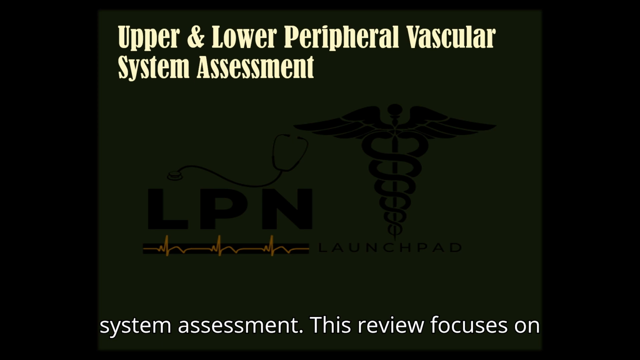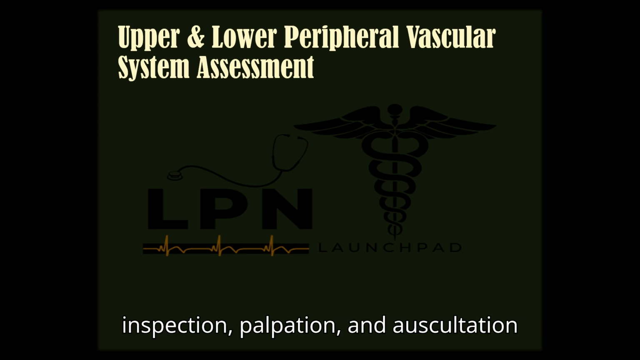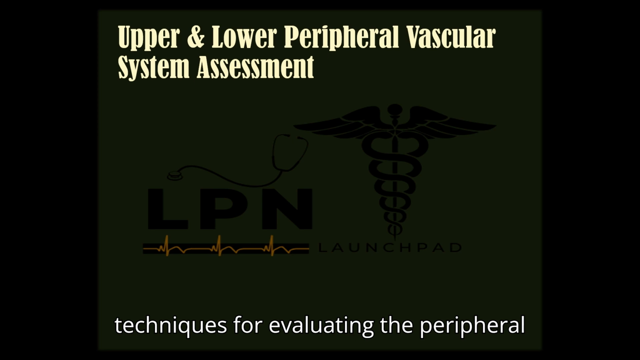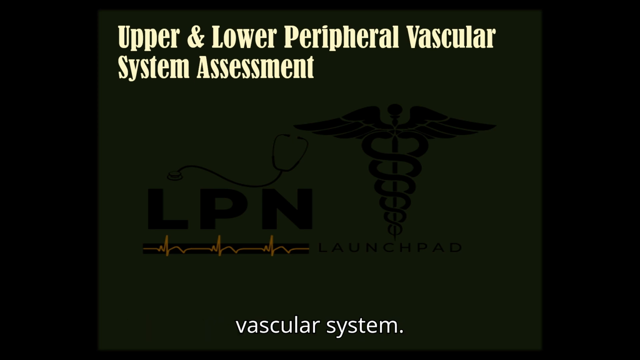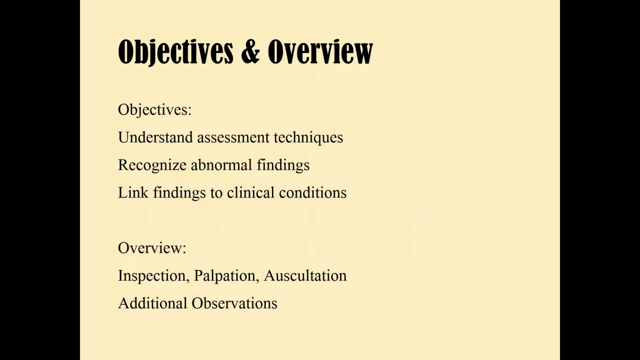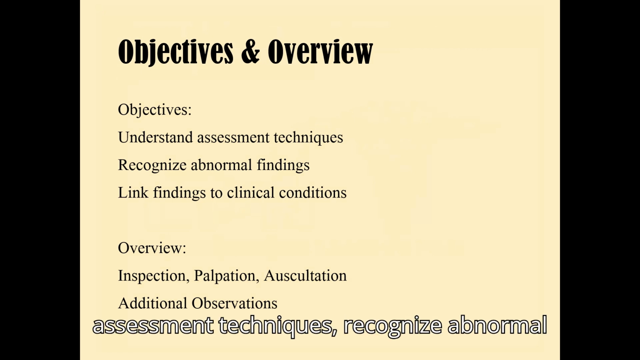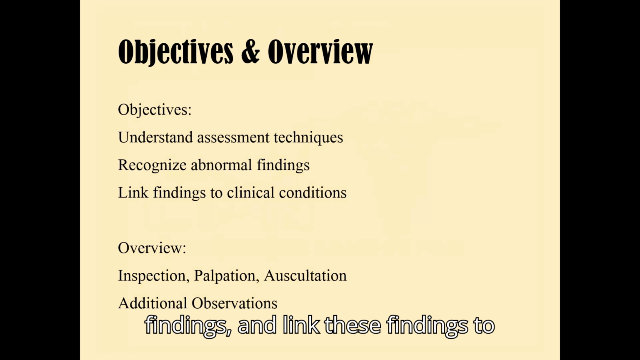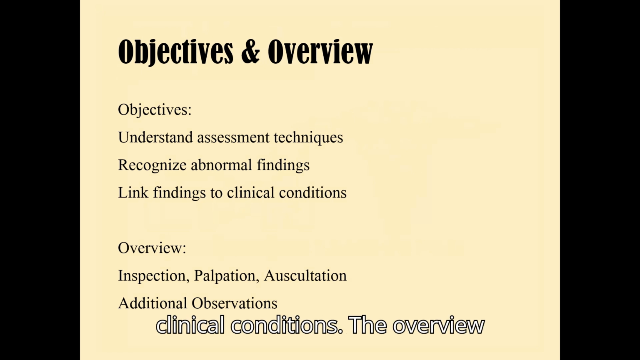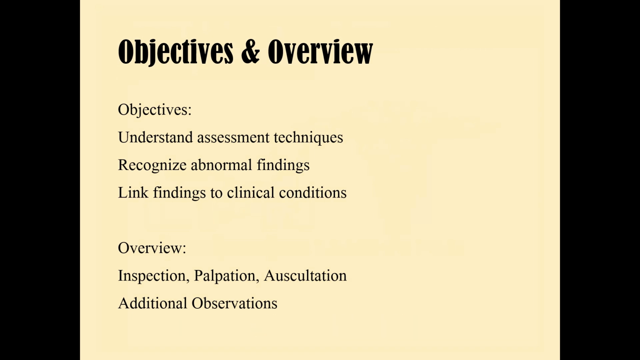This review focuses on inspection, palpation, and auscultation techniques for evaluating the peripheral vascular system. The objectives are to understand assessment techniques, recognize abnormal findings, and link these findings to clinical conditions. The overview includes inspection, palpation, auscultation, and additional observations.